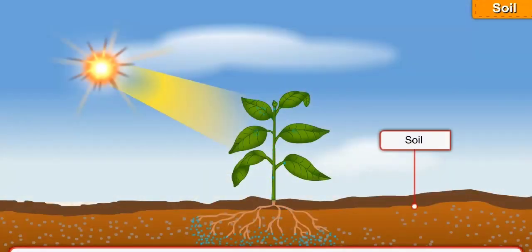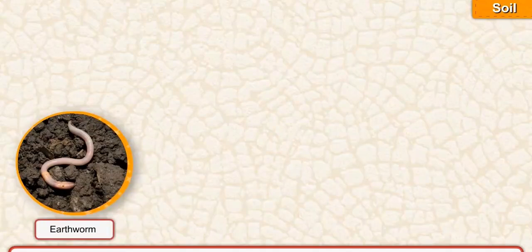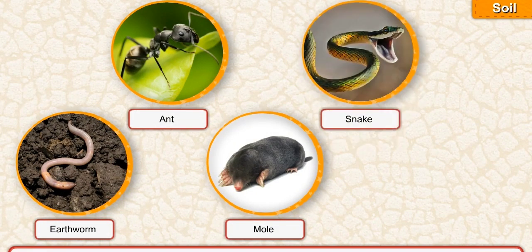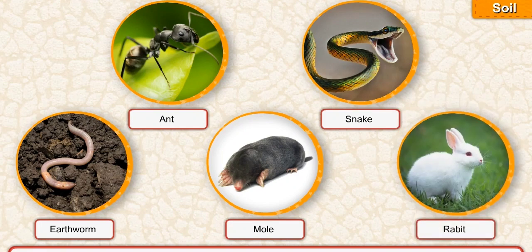Soil. Soil is the topmost layer of the earth. It is essential for plant growth as it supports life on the earth. Soil is home to many animals like earthworm, ant, mole, snake, and rabbit.